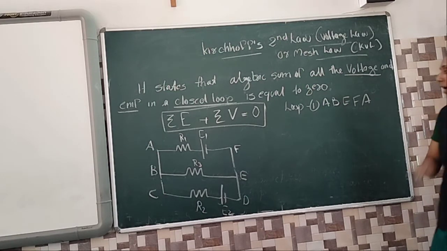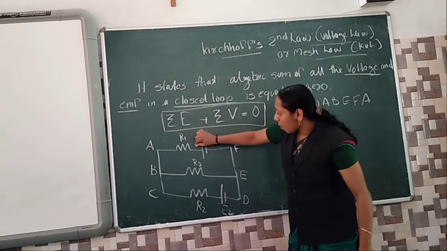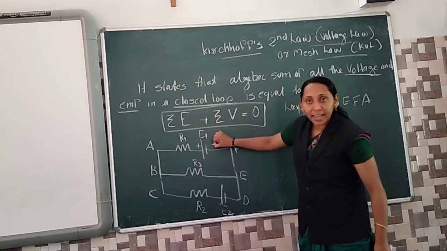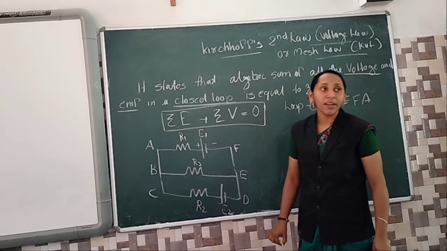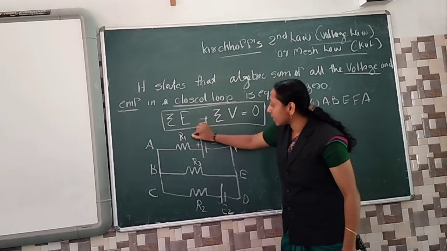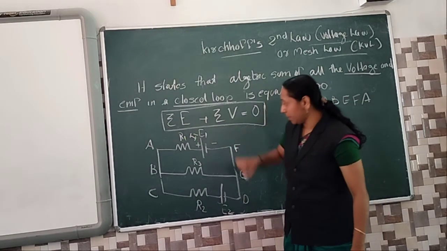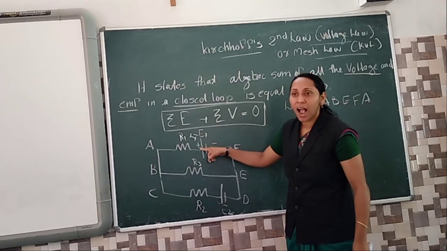Okay, listen here. This is a cell, with a positive side and a negative side. Current flows from positive to negative. So I am considering this current to be I1. The current is coming from E1, that is I1.